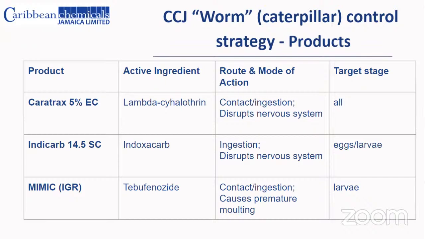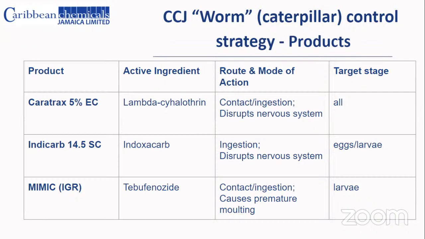You may have applied Caratrax in the first stage because you wanted to get control of the adults. You had a lot of adult moths flying around the field, so you wanted something to knock that adult population quickly down. You applied some Caratrax, and in the next application, the adults may have already laid eggs, so I might come in with Indicarb to effectively control the egg and larva. And that is how, when we rotate these chemistries, we can widen the range of efficacy in controlling.